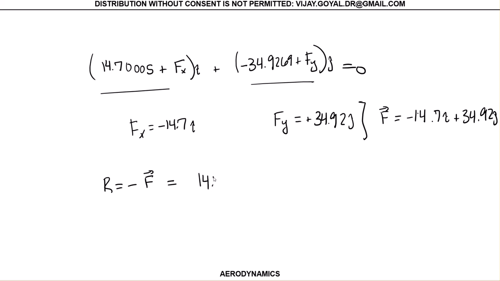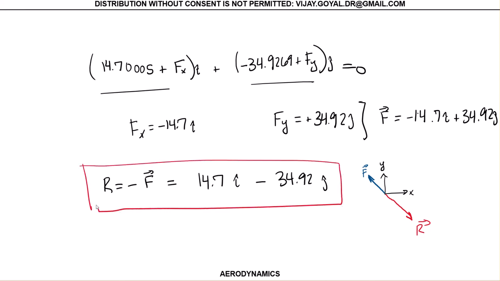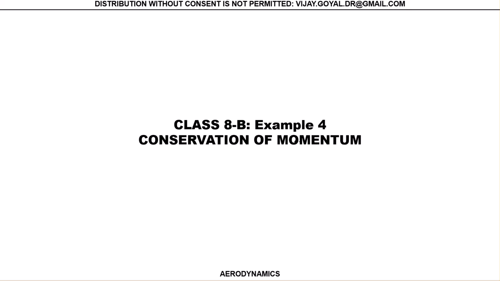That gives you 14.7 i minus 34.92 j. So really it is saying that we had our axis in this direction, y. The reaction that you need to keep this in place goes in this direction, and the real force acting on the body is the resultant force. This is your F and this is your R, what you're really looking for. So this is your final answer. This concludes example number 4.